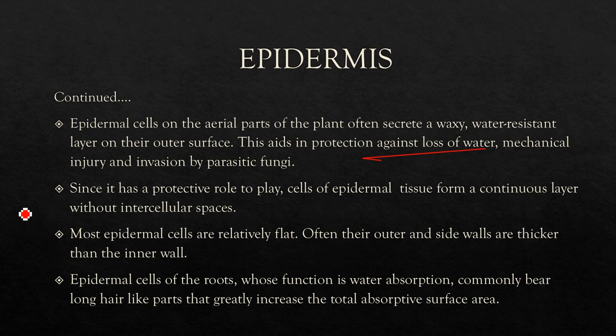Since it has a protective role to play, cells of epidermal tissue form a continuous layer without intercellular spaces. These cells are relatively flat. Epidermal cells of the root, whose function is water absorption, have long hair-like structures which help in increasing the surface area for the absorption of water.